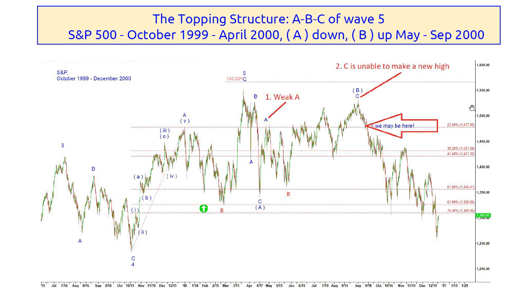Okay, so let's look at S&P in 2000 on a wider perspective, just to see what happened after that. So we can see that once the 5th wave was made, we had a very sharp decline in subwave A, and this is a very textbook pattern, guys. This is why I'm showing it to you, so you would get a perspective of what could happen next.